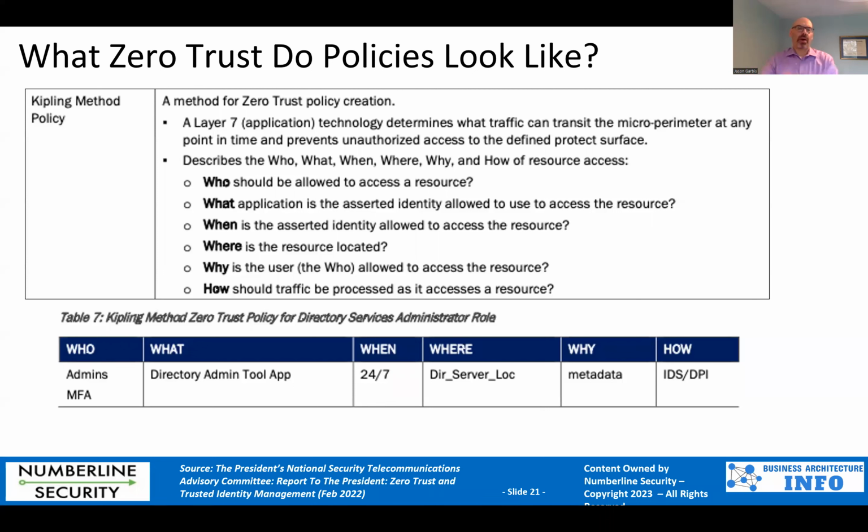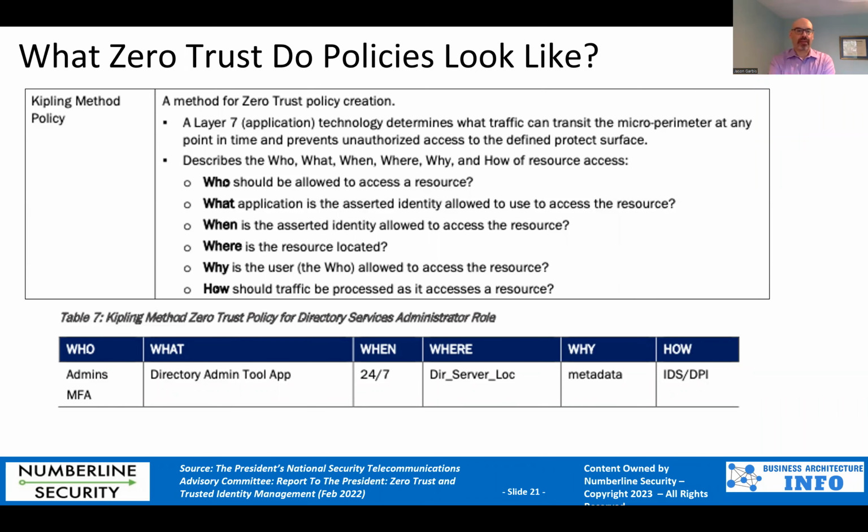So they came up with this model they call the Kipling model that says a zero trust policy needs to describe the who, what, when, where, why, and how. And those are things that, of course, should be answered in meaningful, hopefully English language terms that then get translated and mapped to those policy enforcement points that we talked about.